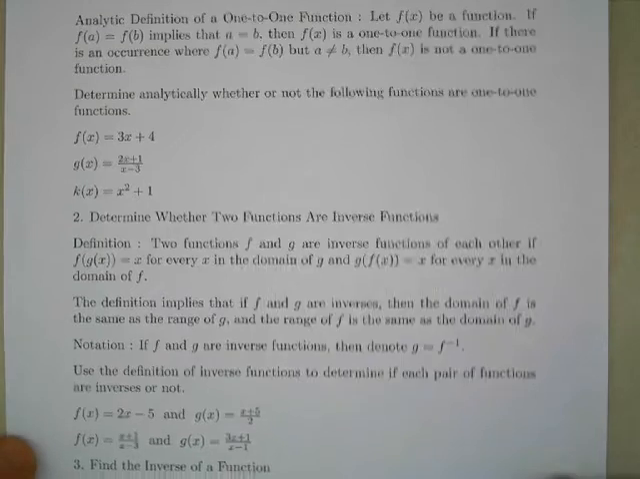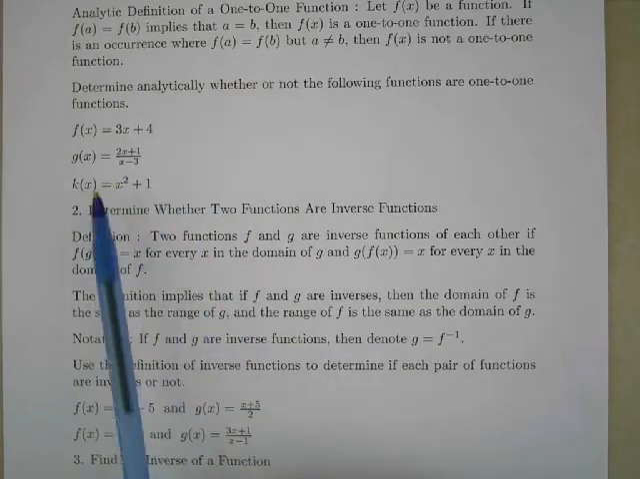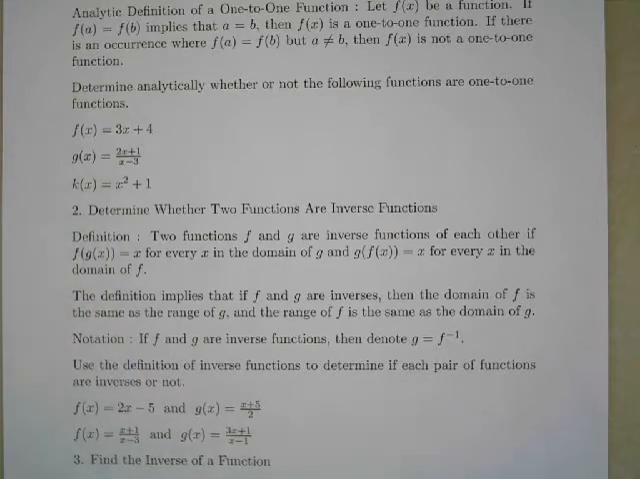Okay, so I will show you how to determine analytically if a function is a one-to-one function or not. We'll start with f of x, which I'm going to write on another piece of paper. F of x equals 3x plus 4. Then I'll go through the steps to show you that it is a one-to-one function.